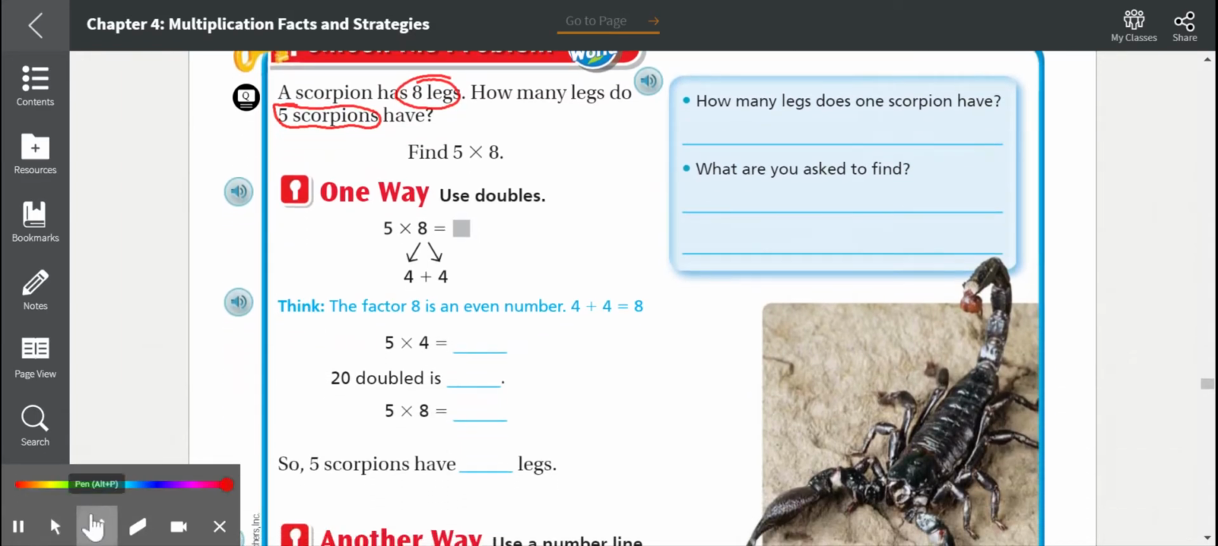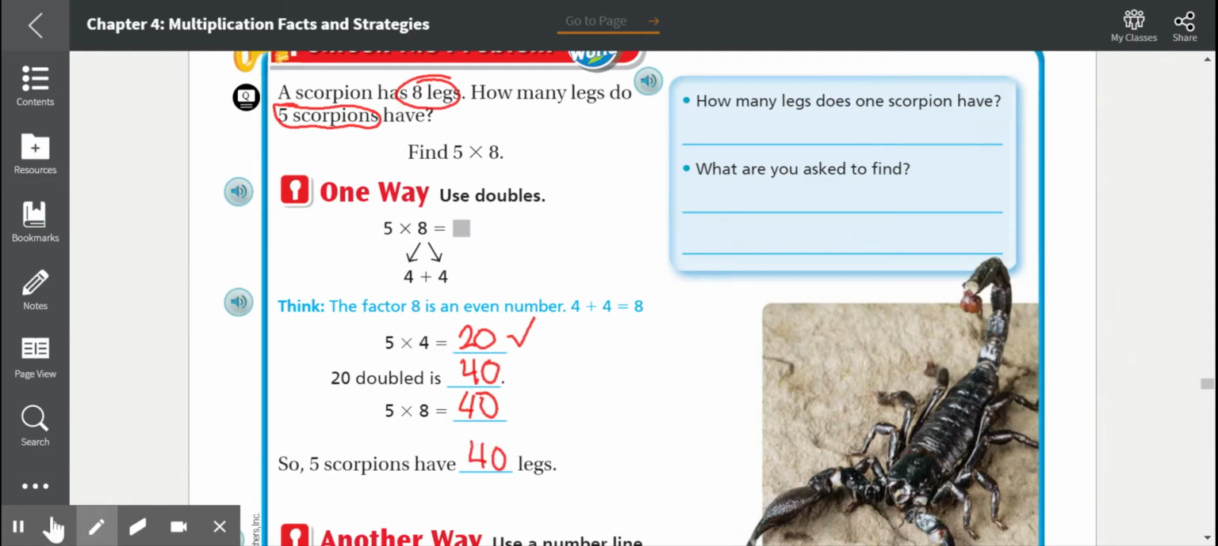One way to do this is to use doubles. 5 times 8, we can break apart the 8 into a 4 plus 4. So then we can do 5 times 4. Well, 5 times 4 is 20. And then we just have to double the number 20. And 20 plus 20 would be 40. So 5 times 8 is 40. So 5 scorpions have 40 legs.